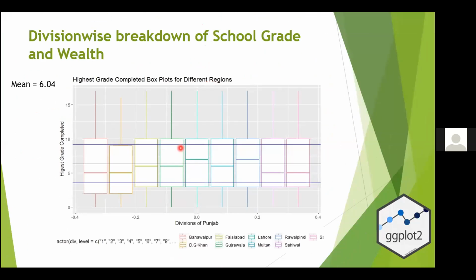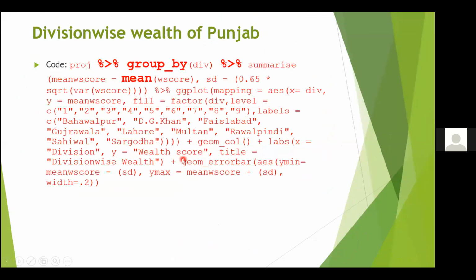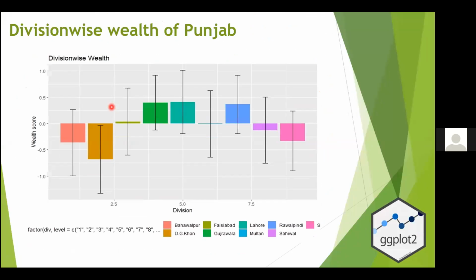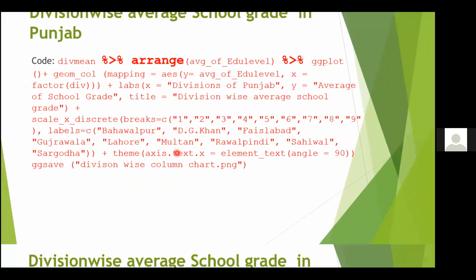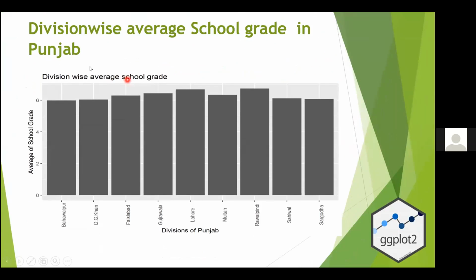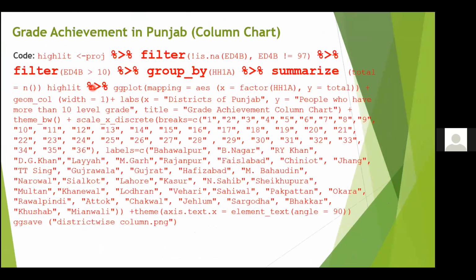We can also use the command for all districts together. There we can use summarize, group by and filter commands together to find out the overall situation in different districts about the wealth and also the highest education completed. Next one is divisional wise. We can use divisional wise because there are 7 divisions in Punjab, so we can find out divisional wise also.